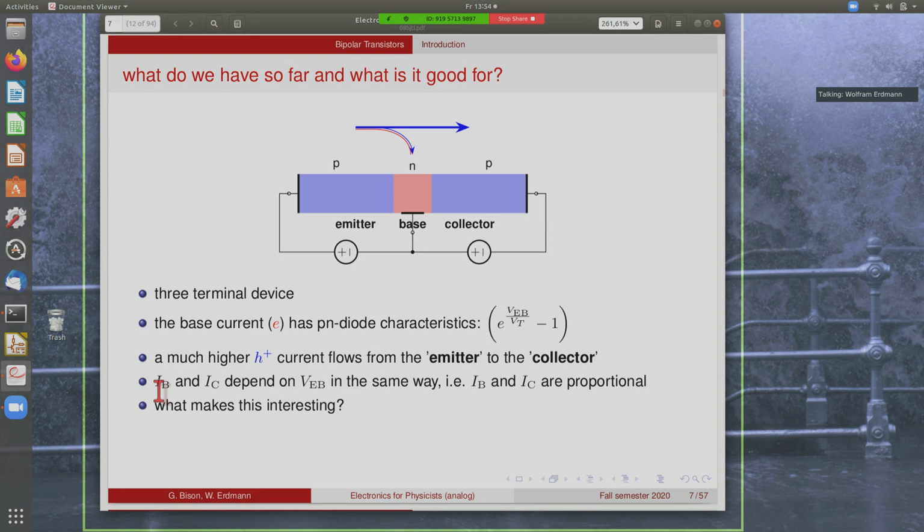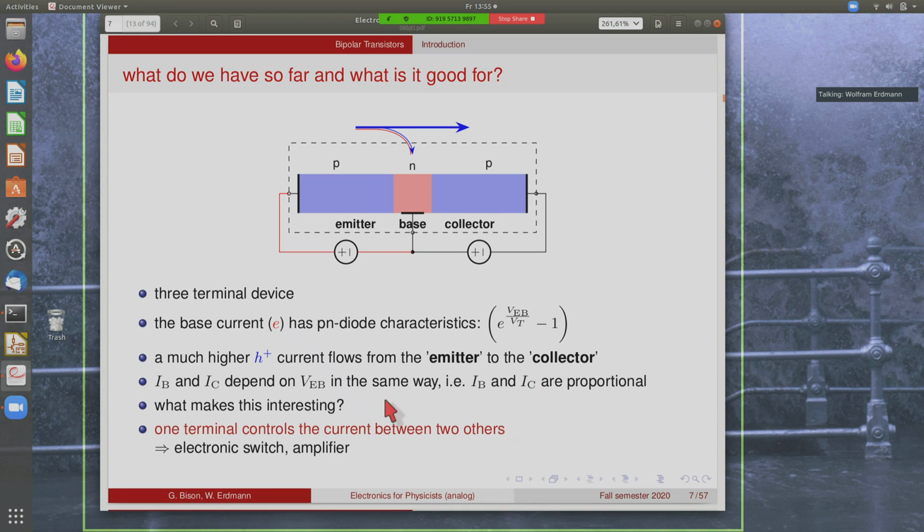Now, base and collector current depend on the same base emitter voltage, on this barrier height, in the same way, and that means that the base and the collector current are proportional to each other. So this is interesting because now we have a device, this box here, in which one terminal, the base, controls the current between two others. So this is like no other thing that we've looked at so far, where always the voltages at the terminals control the currents that went into those terminals. Here we have control over the current between two other terminals. And this can be then used as an electronic switch or as an amplifier, as we already said.